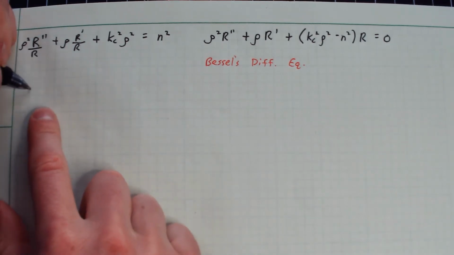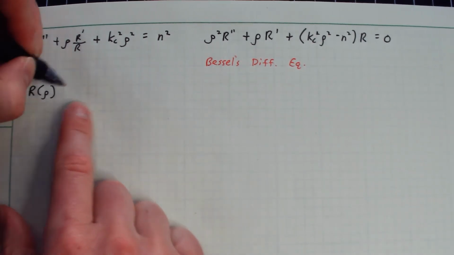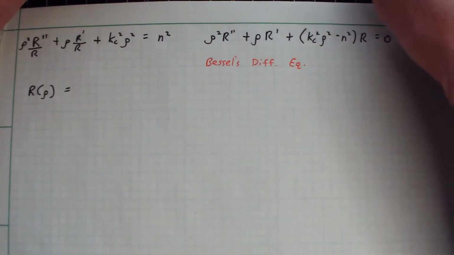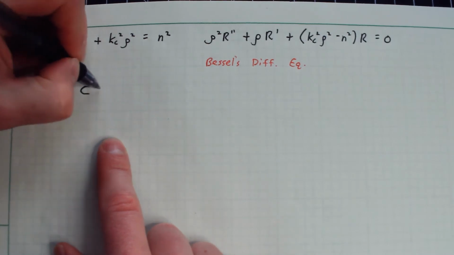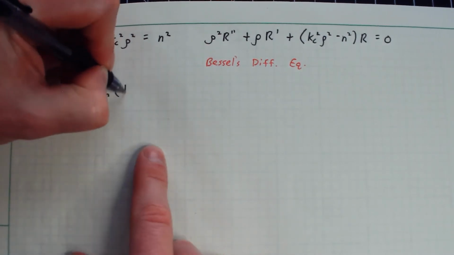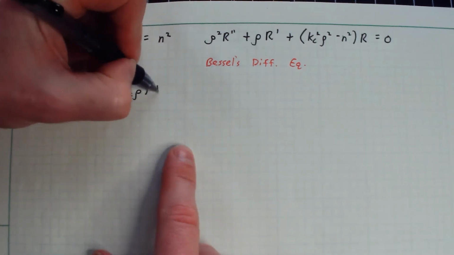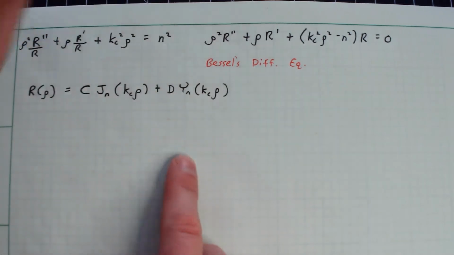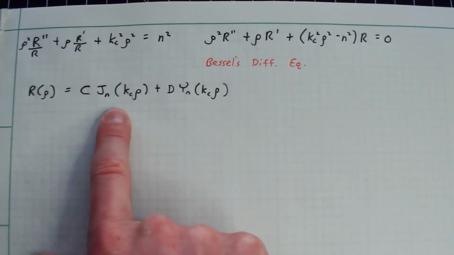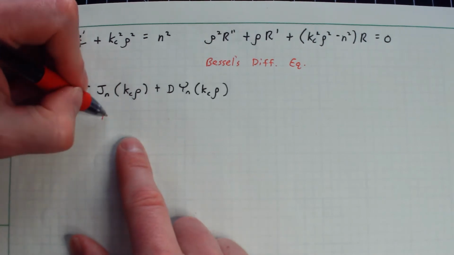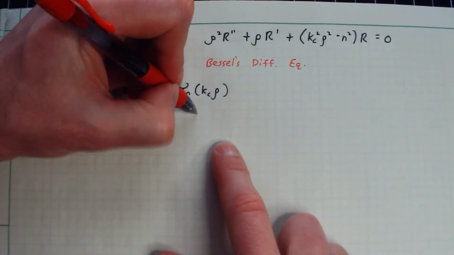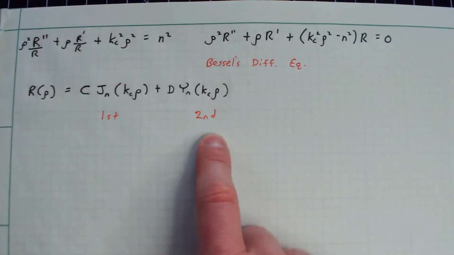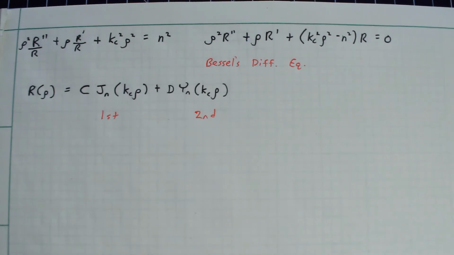So what we have is R of rho is equal to Bessel functions. Where's my notes here? There we are. I get something of the form C J sub n of k sub c rho plus D Y sub n of k sub c rho. So this first one here is the Bessel function of the first kind, and this is the Bessel function of the second kind of order n.